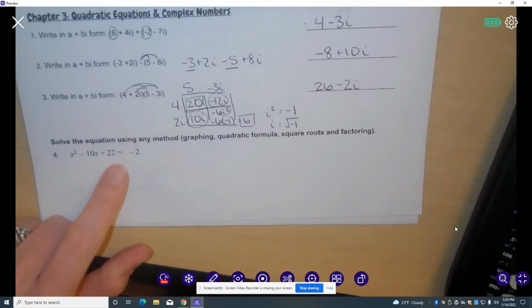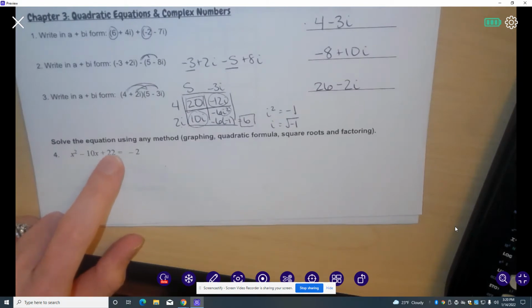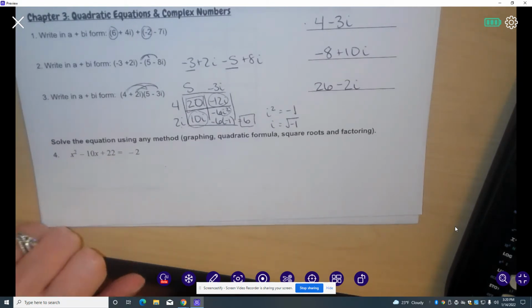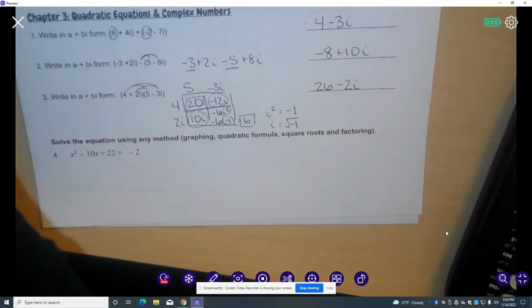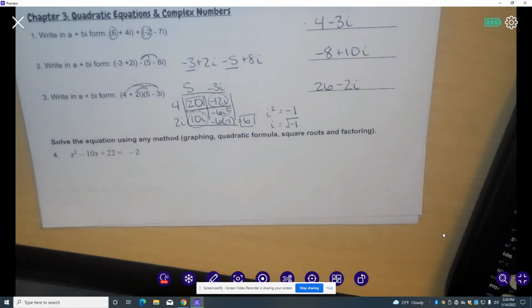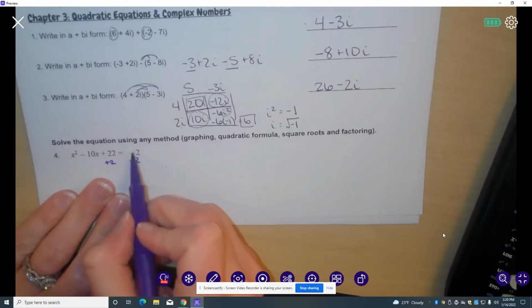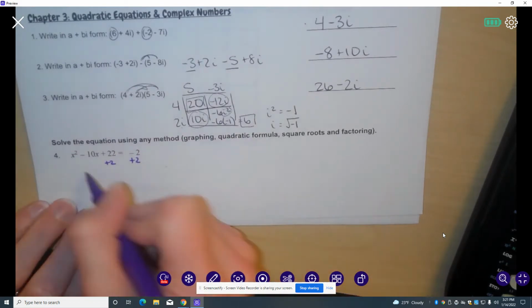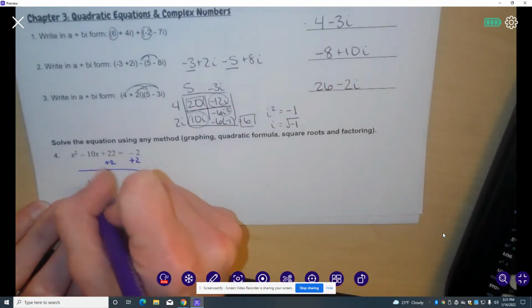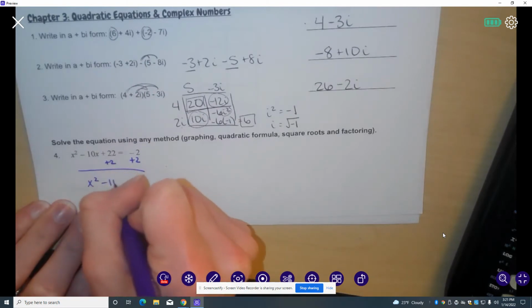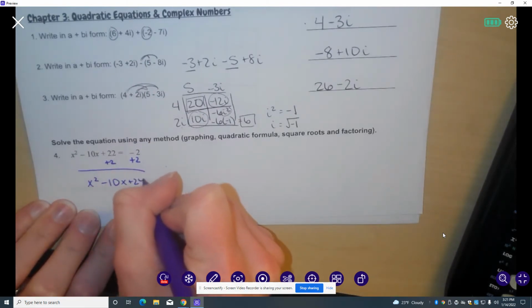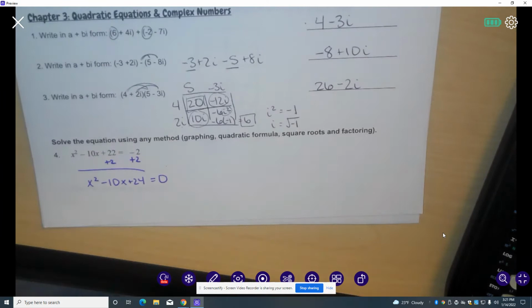So one thing you've got to remember when you're solving quadratic equations is that you need one side of your equation to be equal to 0. So in number 4, that's not the case. So I have to add 2 to both sides to get this right side to be 0. And when I do that, I get x squared minus 10x plus 24 equals 0.